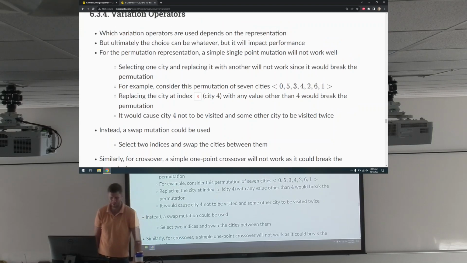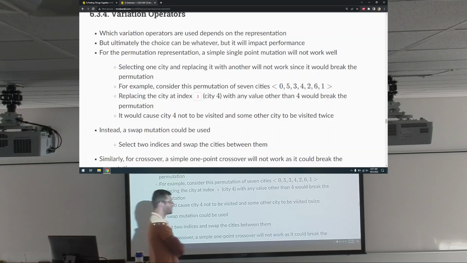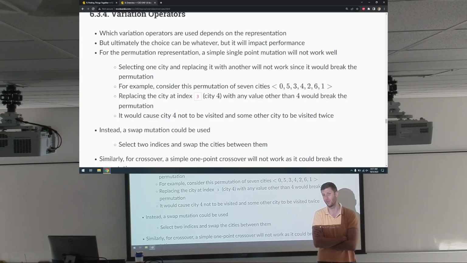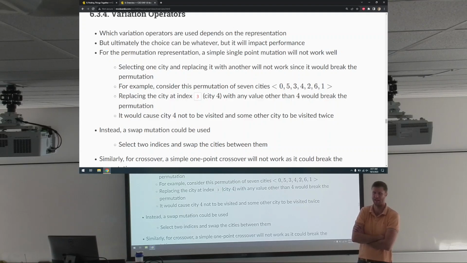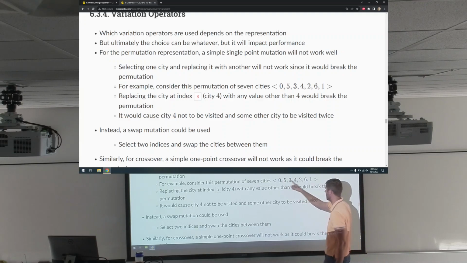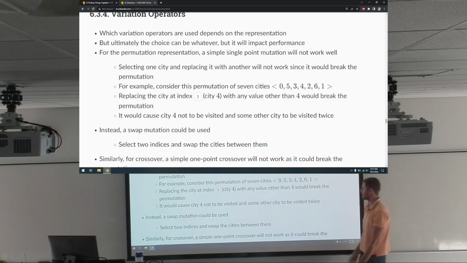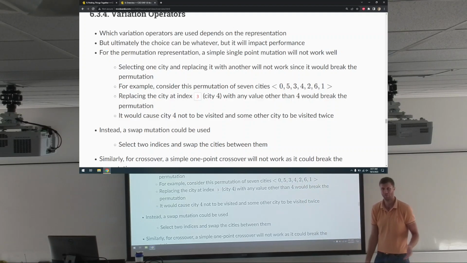So yeah, let's just go through this because I'm sure I've got the examples here. For the permutation representation, a single point mutation will not work well. A bit flip mutation has a variation, like a single point mutation, where you pick an arbitrary index and change its value to something else from the possible values. If you were to do that and you have this permutation, and I pick the seeded index 3, which is 4, and I replace it with any other value that's not a 4, I'm going to break the permutation. It's not going to be a permutation anymore.